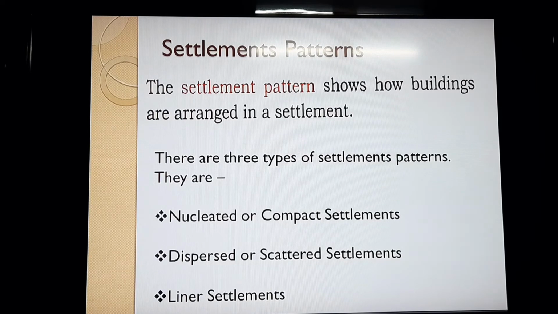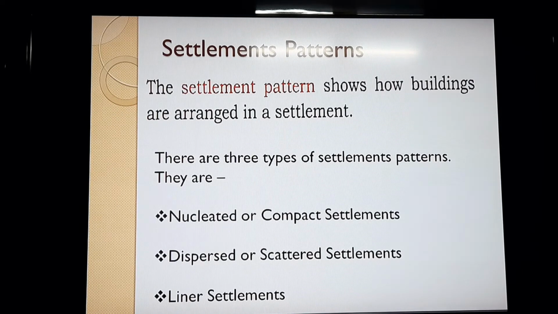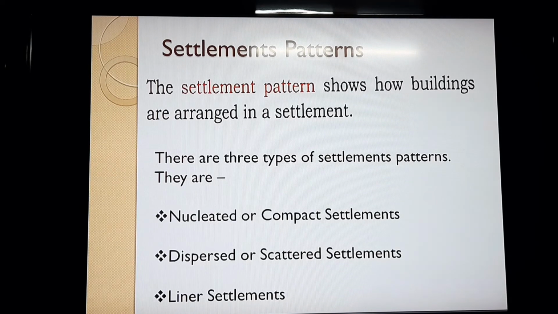We come to another topic which is settlement pattern. We have seen the types of settlement, and we have learned what a settlement is. Now we have to come to the settlement patterns. The settlement pattern shows how the buildings are arranged in a settlement. Settlement pattern means it shows how the buildings are arranged in a particular settlement. So there are three types of settlement patterns. They are nucleated or compact settlement, dispersed or scattered settlements, and the linear settlements.